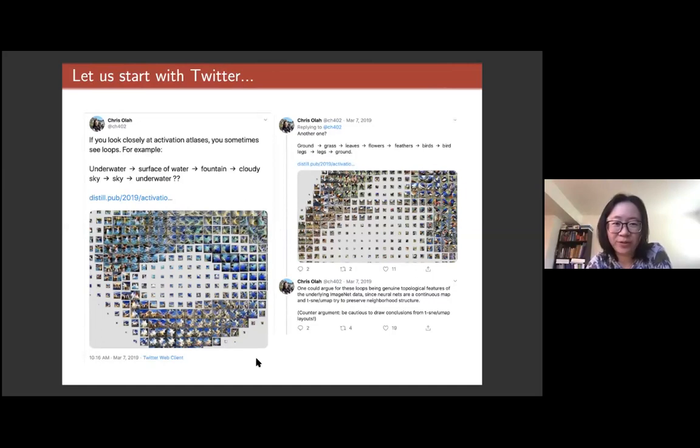He said that if you look closely at this activation atlas, which is basically the projection of those images based on their activation vectors, you see something interesting, like loops. For example, you go around and see images coming from underwater, surface of water, fountain, cloud, sky, and underwater again. Here's another loopy structure: ground, grass, leaves, flower, feather, birds, and so on. One would argue that those loops could be real topological features.